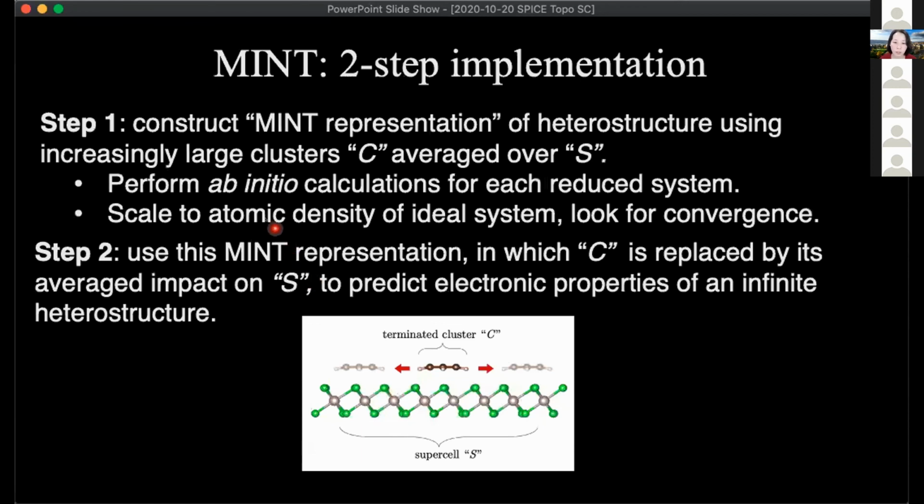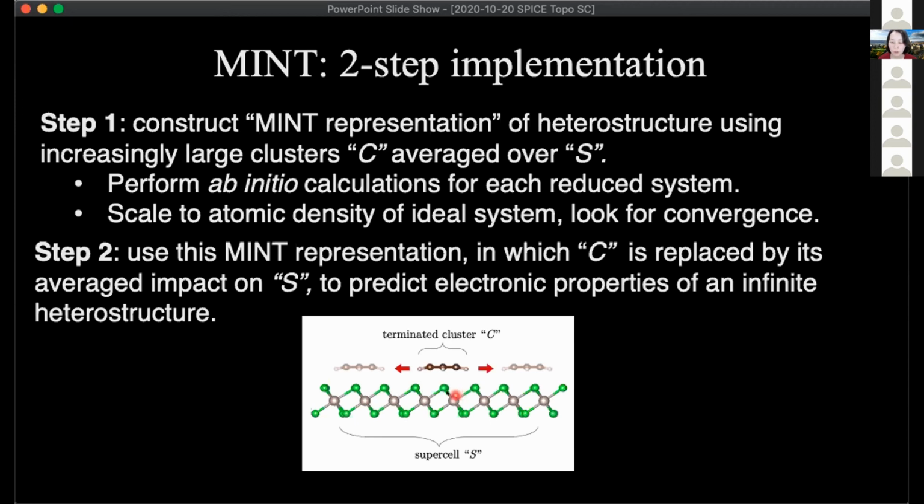We invented an acronym, MINT, which is short for Mismatched Interface Theory, and it's a two-step procedure. The first step is to construct what we call the MINT representation of the heterostructure. So what we do is we form a small cluster of one of the systems. That's this MINT representation cluster C. And we let it move around on the other system.